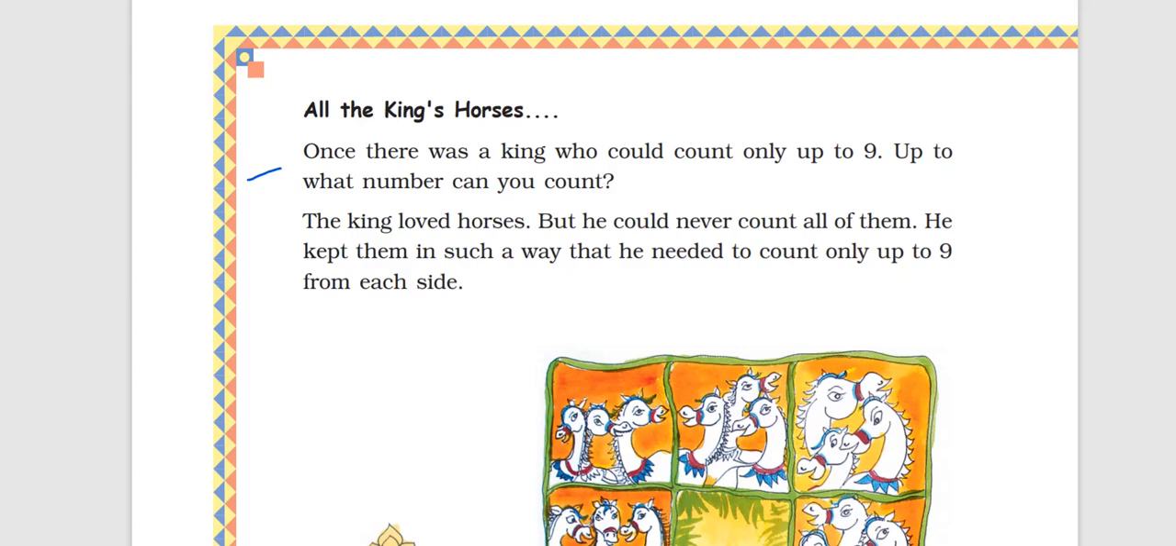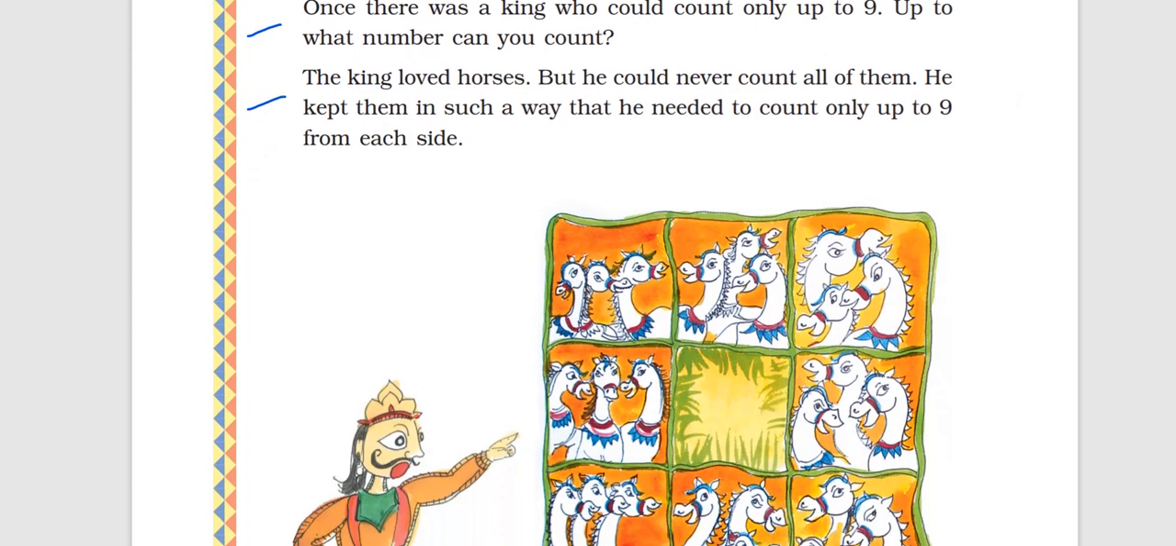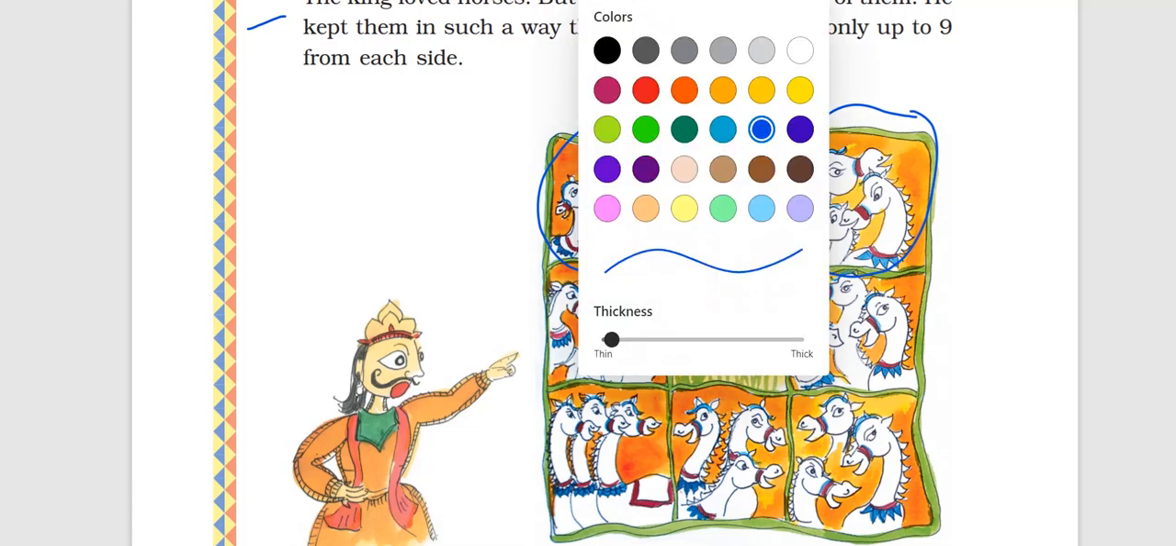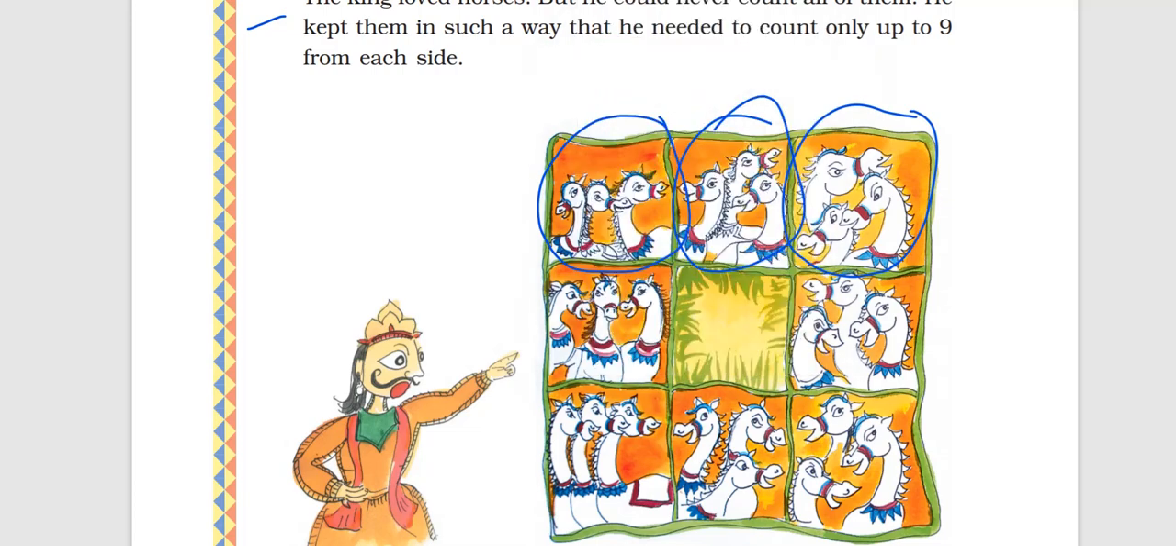The king loved horses, but he could never count all of them. He kept them in such a way that he needed to count only up to 9 from each side. That seems like an idea. Okay, so what did he do? He put 3 horses here, another 3 horses here, another 3 horses here. Right, so he's putting 3 horses in each box.